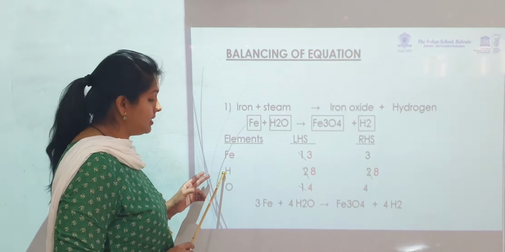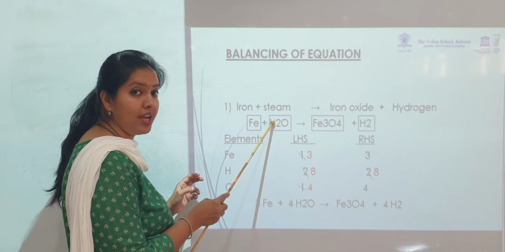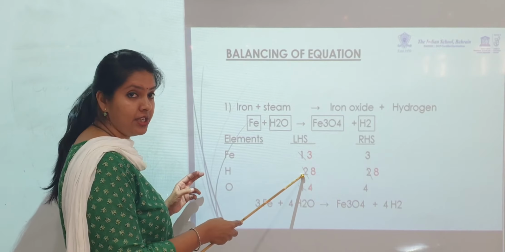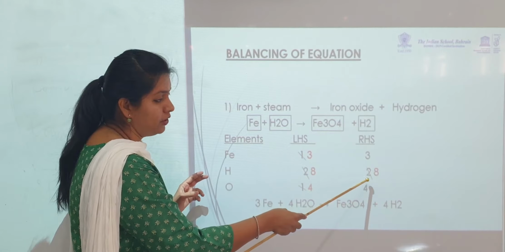Go to the next element, hydrogen. Hydrogen on the left hand side, H2. This 2 belongs to hydrogen. So I write it here, 2. Hydrogen on the right hand side, very obvious and clear, 2.